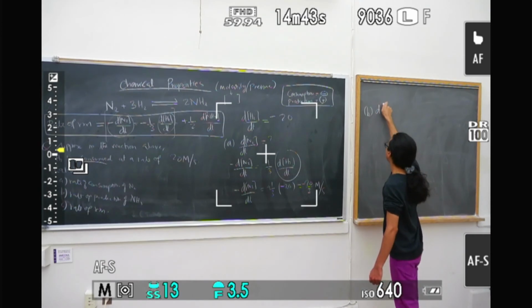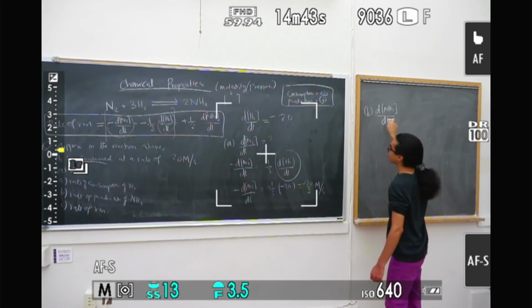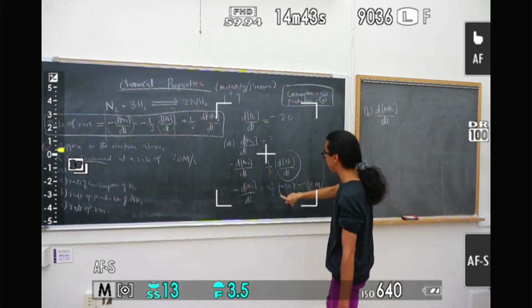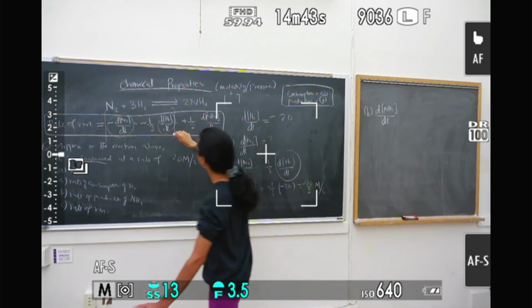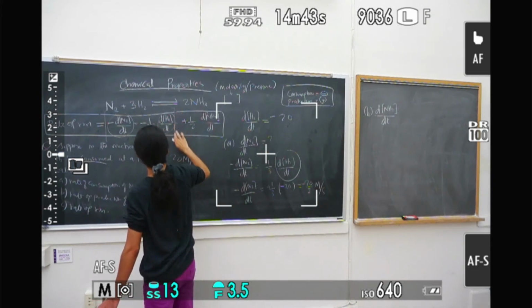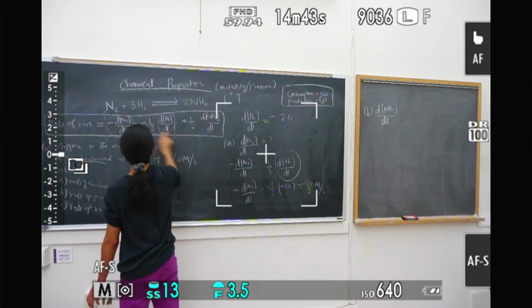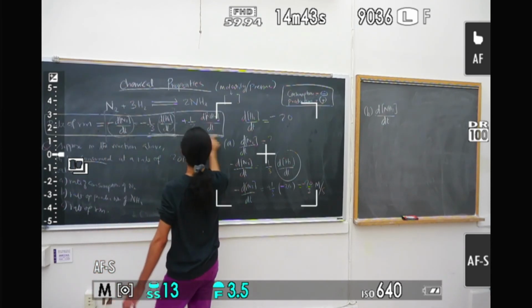All right. Part B: rate of production of NH3. We want this guy. Now we have both of these, right? We have d[N2]/dt and d[H2]/dt. Let's just go with the hydrogen. So there's hydrogen and there's ammonia.